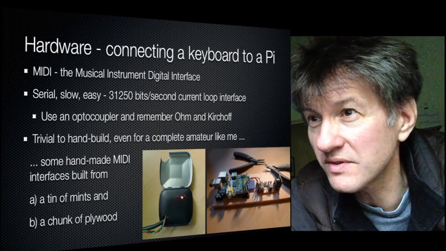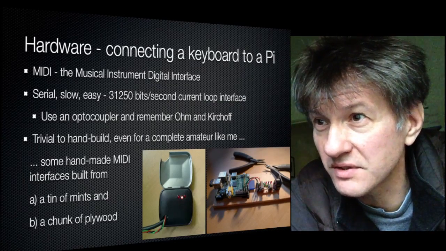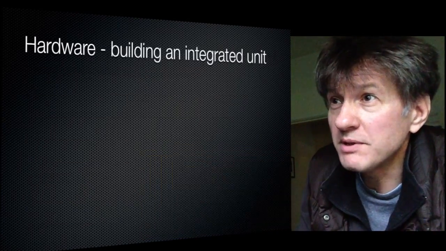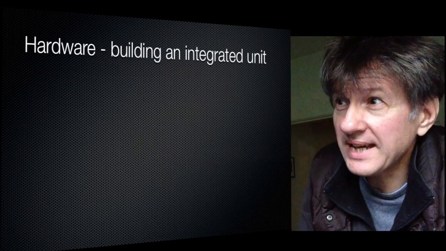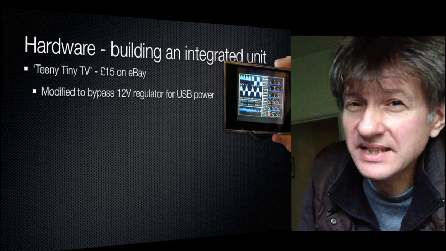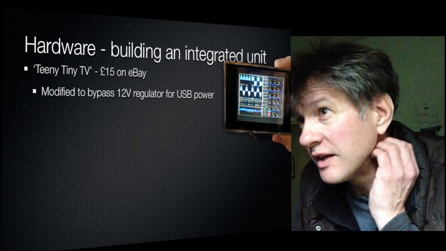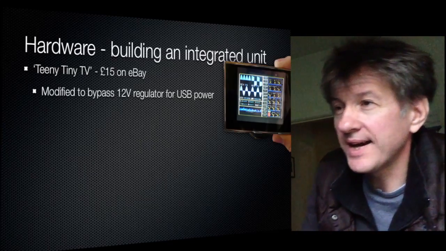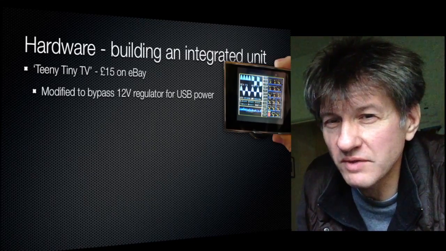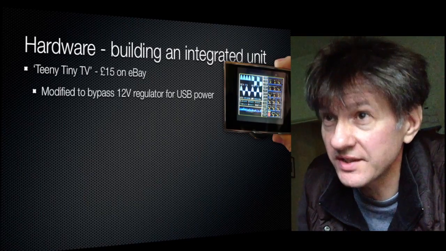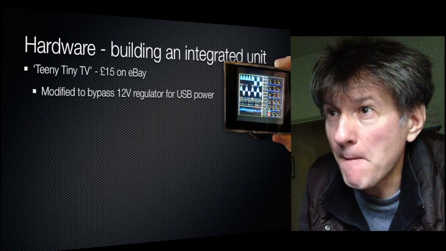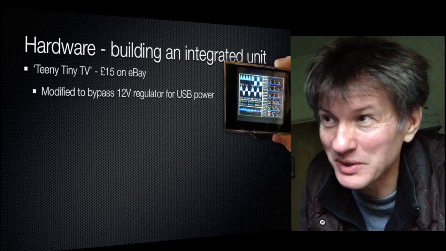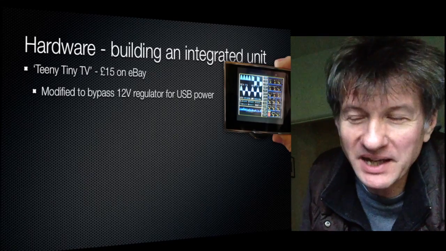So before I brought my Raspberry Pi to the Bristol Raspberry Jam last week, I decided to build something that looked a bit sleeker than that. So I built me an integrated unit which had a little telly. So I found a teeny tiny TV, 15 quid on eBay. You can't say no to something that's only 15 quid on eBay, right? Had to modify it to bypass the internal 12-volt regulator, so it was driven by 5 volts and hence could be driven purely by USB. And I looked up how to do that from somebody else's blog, because why invent the wheel when you can cheat? So thanks to SK Pang there.